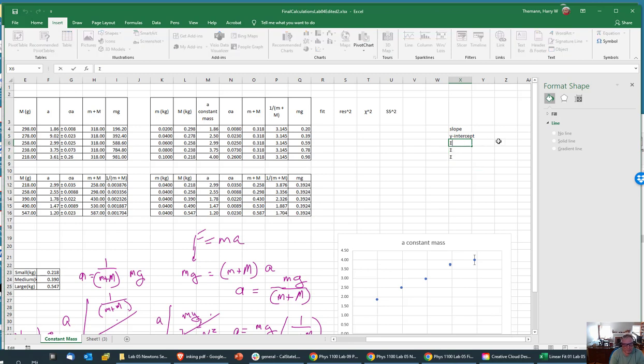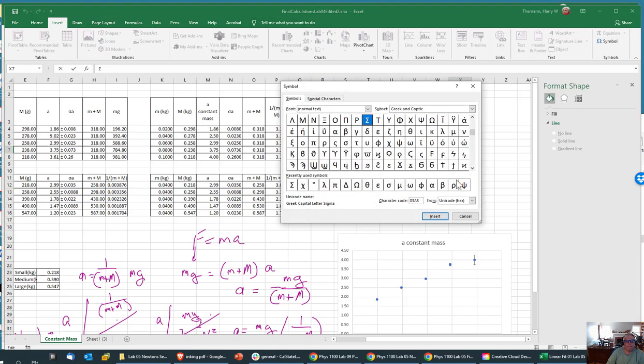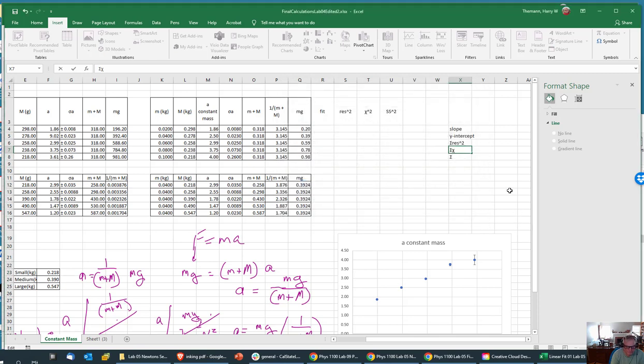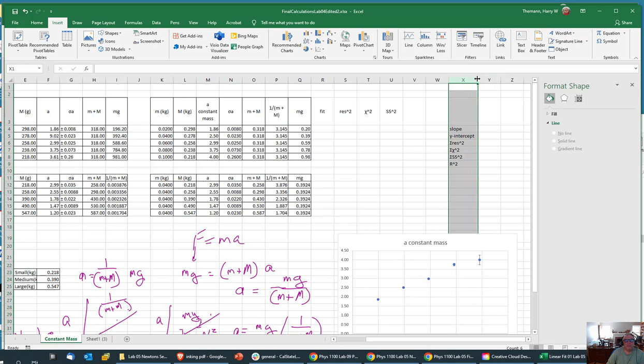We double click inside the res squared. Now we need the chi squared. And we need the SS squared. And we need R squared. There we go. And it looks like we can make this a little bit wider just to accommodate that. And let's see what we see.